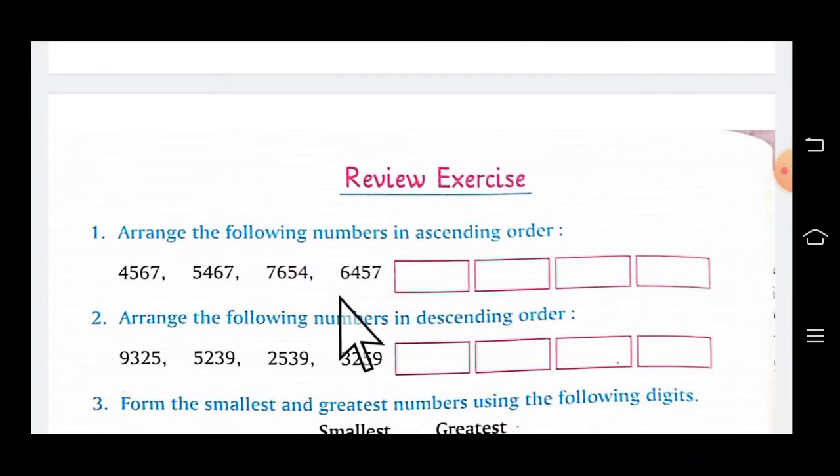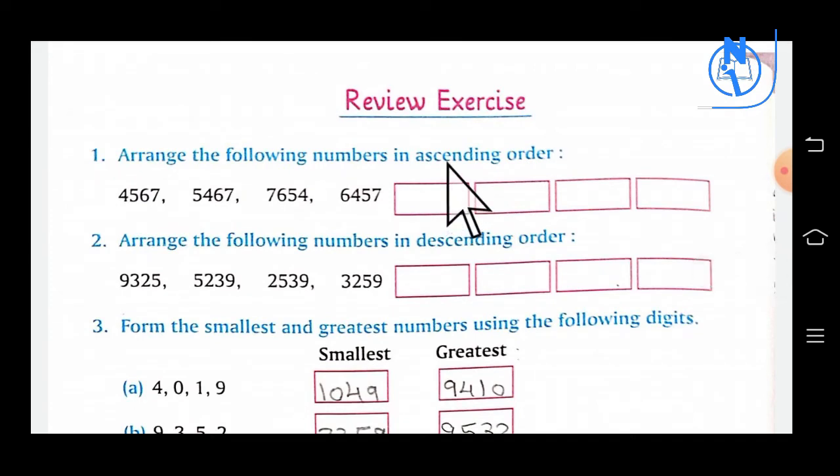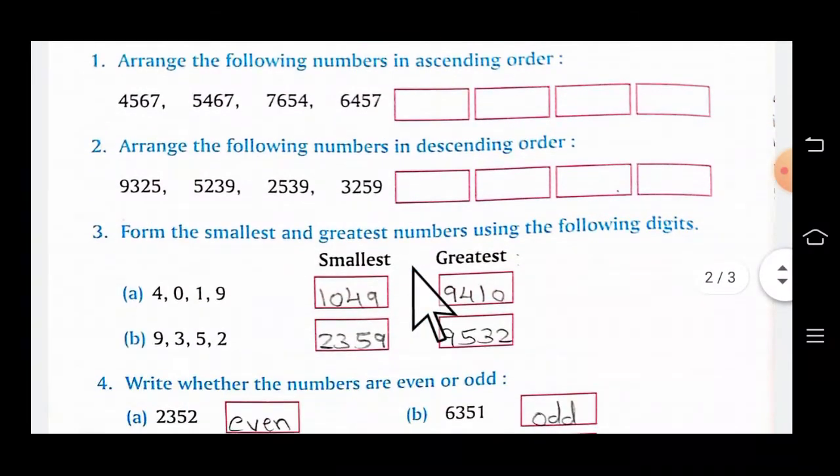What is the meaning of review exercise? Review exercise means all the activities which we learned in this chapter are given in this exercise. First is ascending order. Ascending means small to big, solve yourself. Then second is descending order. Descending means big to small. Again you solve yourself.